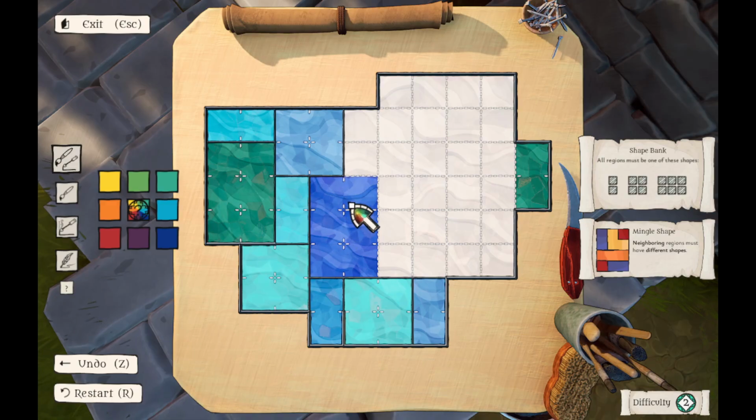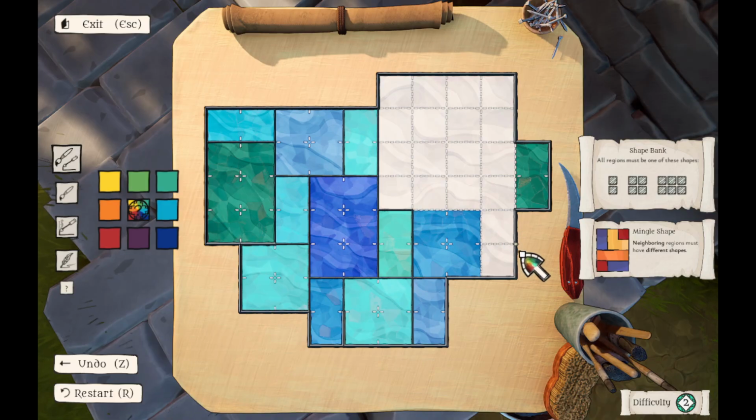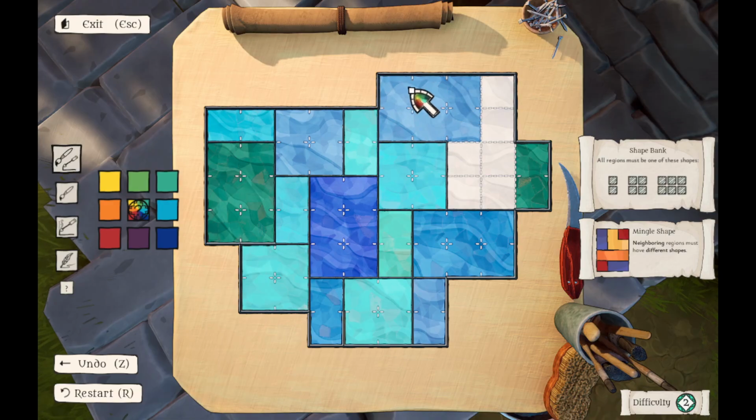Oh, I see. So that has to extend. Right. That has to be 2 by 1. This has to be a 2 by 1 vertically. This one has to be either 2 by 2 or 2 by 3. That has to be 2 by 2. This one has to come to here. This one has to be a 2 by 3. Another 2 by 1.